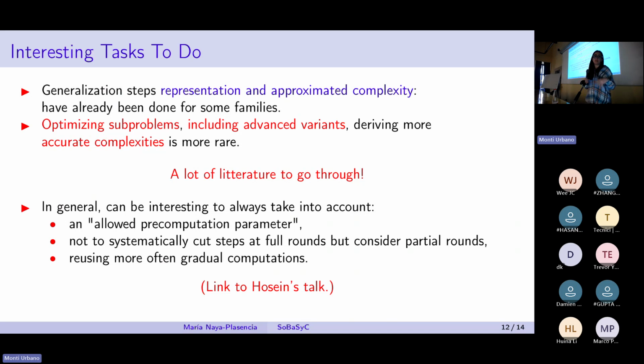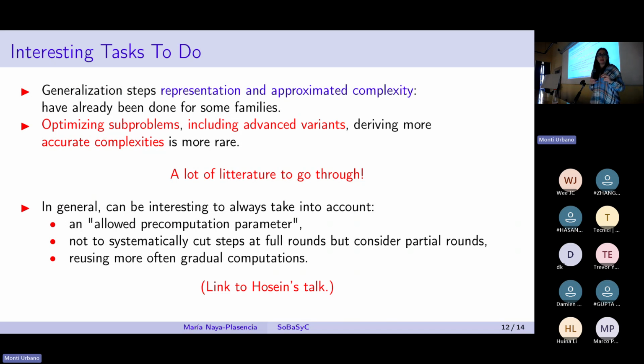And so in general, regarding trying to reuse ideas, I think it could be interesting to keep in mind some things that are applied here or there, but not systematically and not most of the time, and that can considerably improve the complexities of some of the attacks that we use. So for instance, when we design these algorithms, having a parameter that is the allowed per computation, I think it can significantly change the complexity that we will obtain in the end, and it is very interesting to have this in mind when we are designing the algorithms.